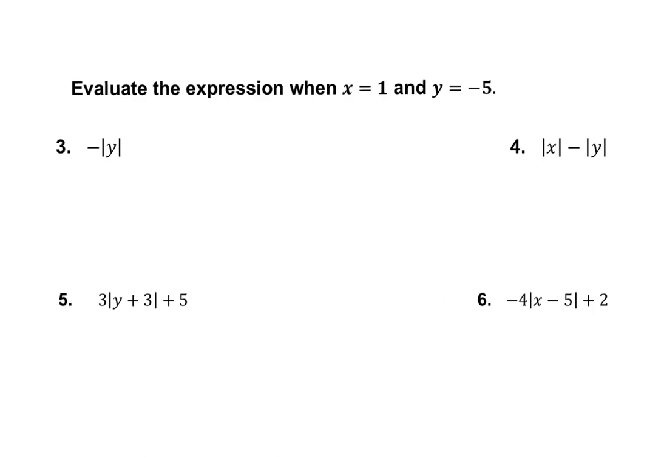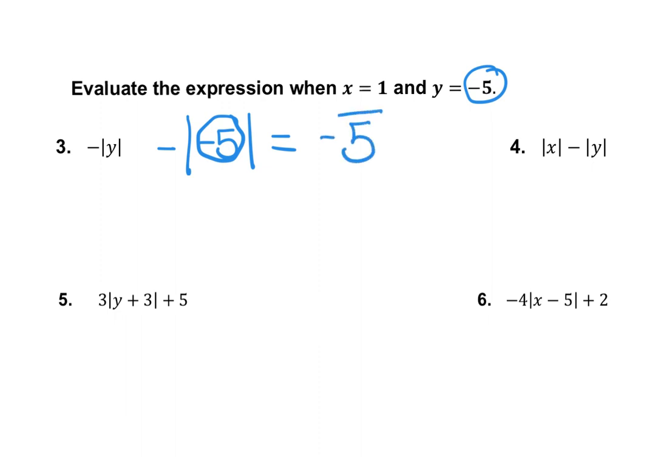All right, question number 3. Let's go ahead and we're going to plug in our negative 5 where we see the y. So I have negative absolute value of negative 5. Again, we need to evaluate what's going on inside the absolute value symbol first. So the absolute value of negative 5 is 5, and then I'm going to come back here and put my negative back on.